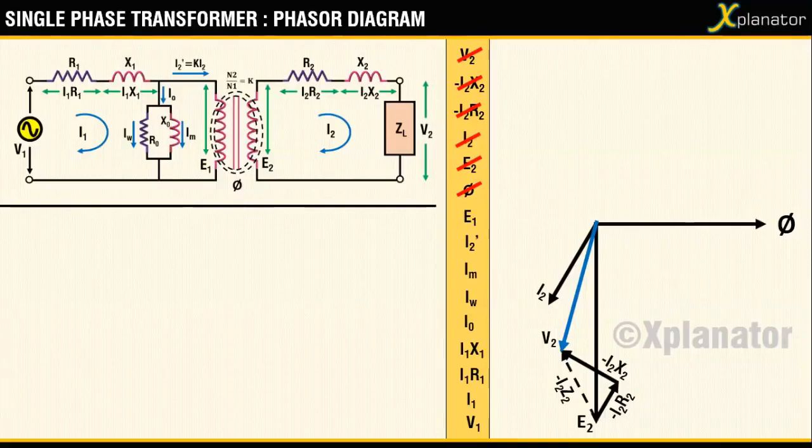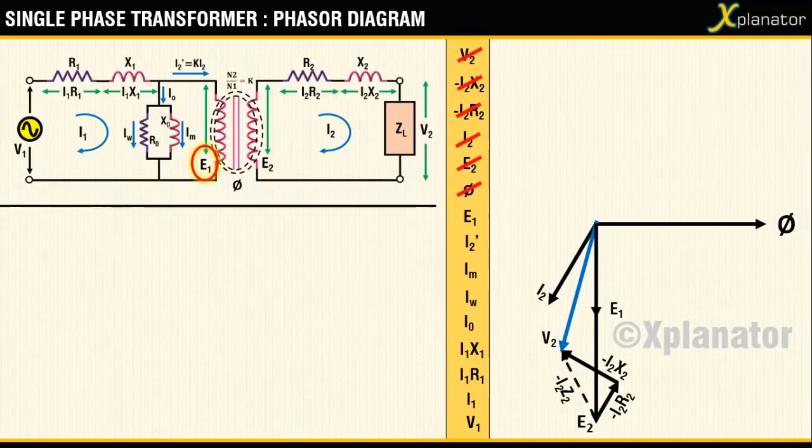Moving over to the primary side, the first vector that has to be drawn is E1. Draw it the same way as E2, that is in the minus y direction. But the only difference that you will see here is that E1 has been assumed to be lower than E2. So the length of E1 will be slightly smaller.